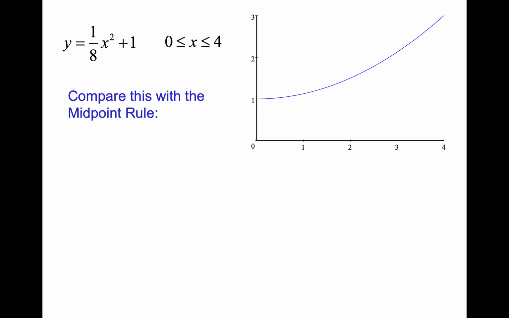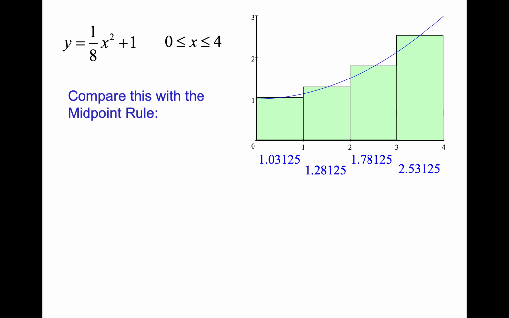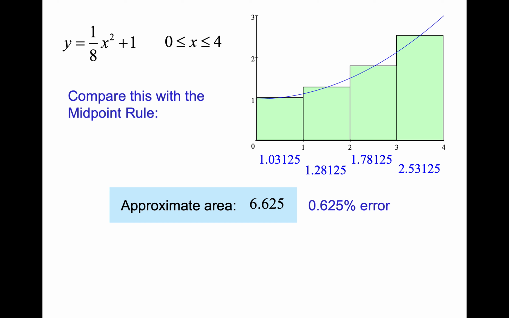So if you compare this with the midpoint rule, remember, instead of taking the 0 or the 1, you're going to use a half, and then you're going to use 1.5 and 2.5 and 3.5 to determine the height. So you'd be plugging those values in to determine the height of your rectangles, and those are shown there. If you add up all those, you come up with your approximate area, you get 6.625. Remember what it really was, 6.6 repeating. So this is too low. It's a 0.625% error, but it is too low.